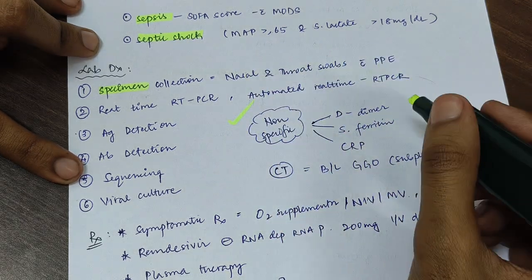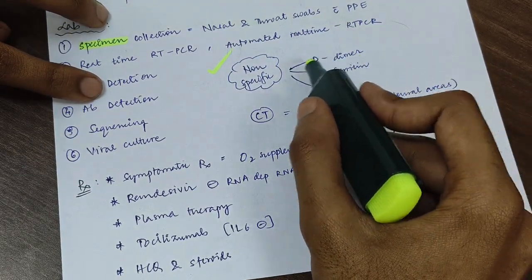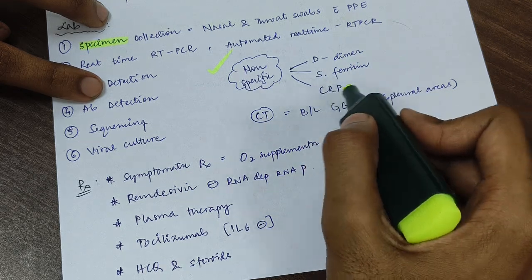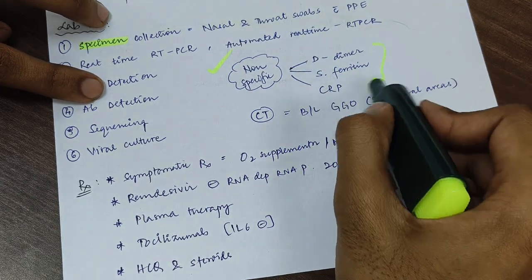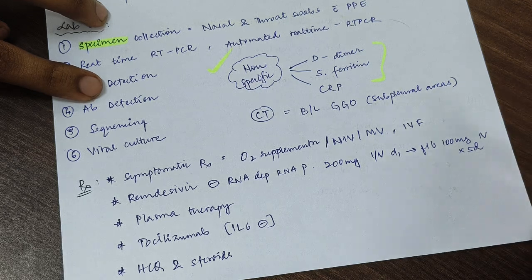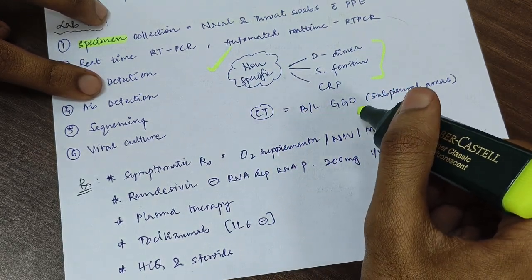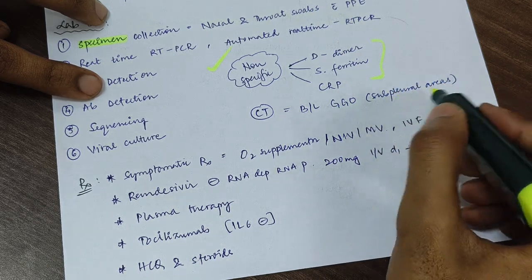Non-specific. Okay, these were done during our COVID hospital duties. That is D-dimers, serum ferritin, C-reactive proteins. All these are done as a part of follow-up for the patient. Non-specific, but still they were done. Then CT, bilateral ground glass opacities. GGO means ground glass opacities. They are subpleural in nature.